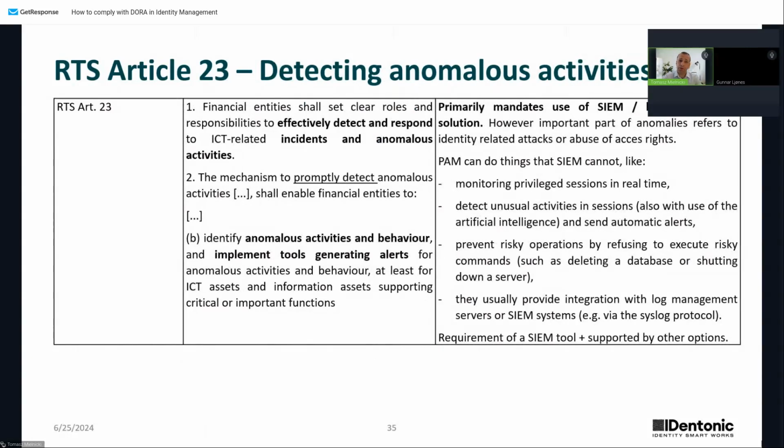Then Article 23 talks about detecting anomalous activities. That's what I've said already, but it mandates to have mechanisms to promptly detect anomalous activities and behavior, and implement tools generating alerts. So again, that's what I've commented already, but especially for critical systems and privileged users, privileged accounts, the only way to monitor and detect anomalous activities is using a PAM solution, and a PAM solution can also see the risky operations and send notifications or even terminate the sessions. But actually, DORA mandates using this kind of tooling to me.